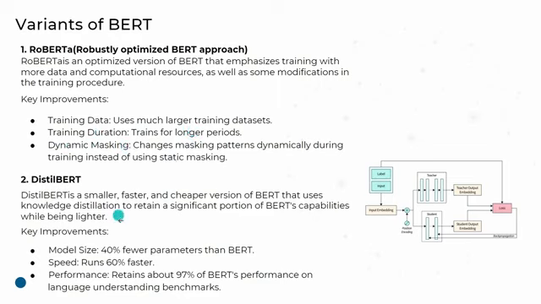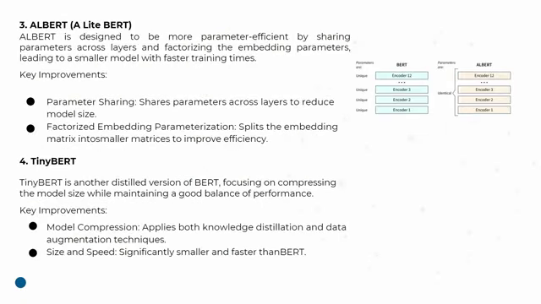In DistilBERT, we have 40% fewer parameters than BERT, and it runs 60% faster than the BERT model, while performance is retained at around 97%. So DistilBERT is a quite smaller, faster and cheaper version of BERT. That's the only difference between BERT and DistilBERT. Next we have ALBERT. In ALBERT, we share parameters across layers to reduce the model size, and we do factorized embedding, meaning splitting the embedding matrix into smaller matrices to improve efficiency.